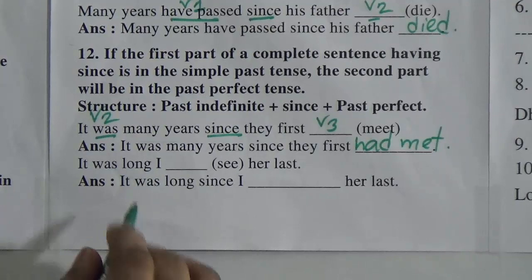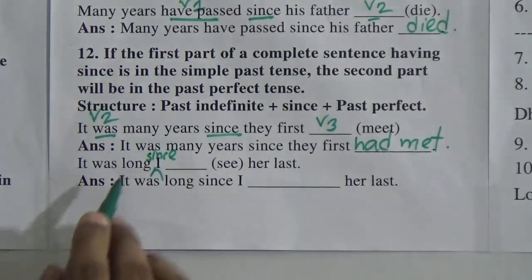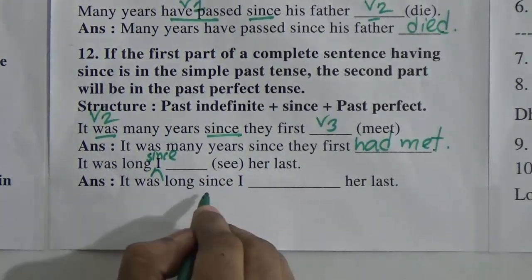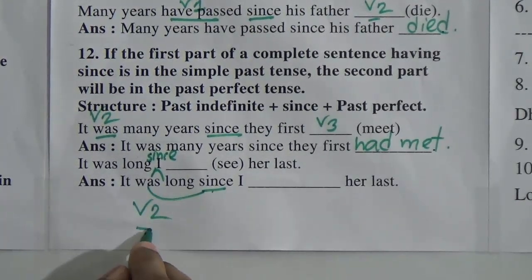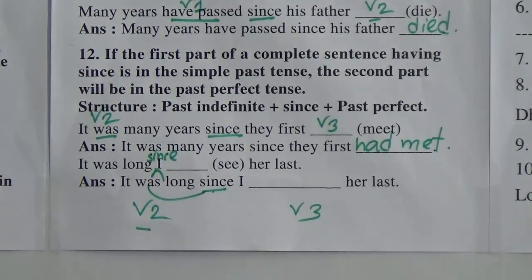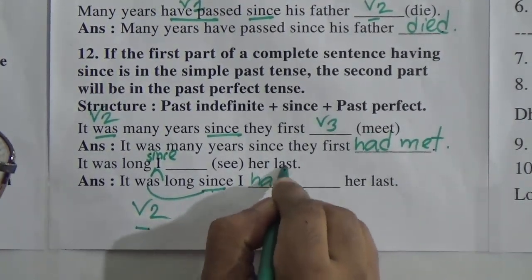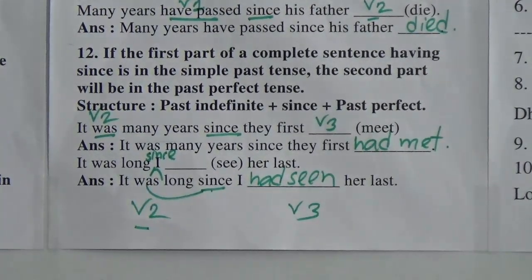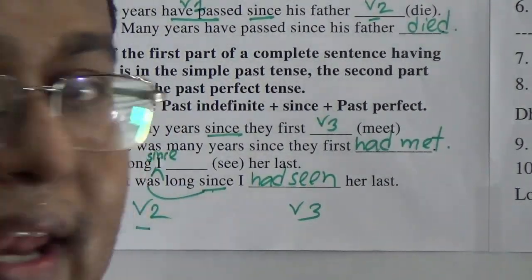Another example, the last one. It was long, there is a mistake here, it is since will come. It was long since I dash her last. So this is since. Before since is V2, past indefinite tense. We will have to make it V3. Now what is V3? V3 is the past perfect tense. So it was long since, after the subject comes had in past perfect tense, and then the past participle of the main verb: I had seen her last. Okay? So that is my lecture for today.